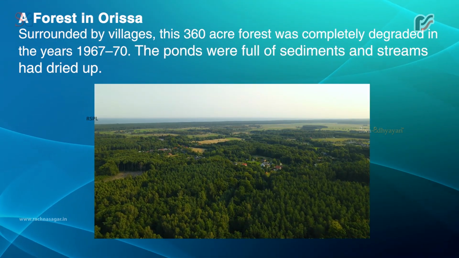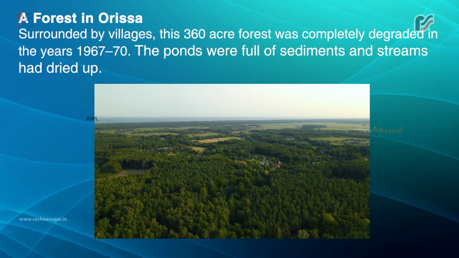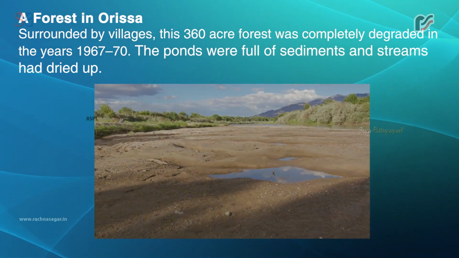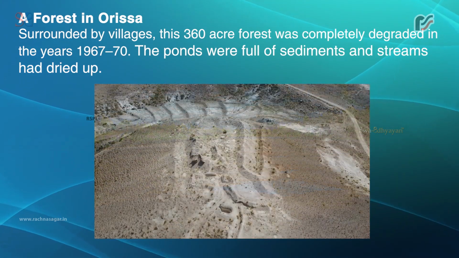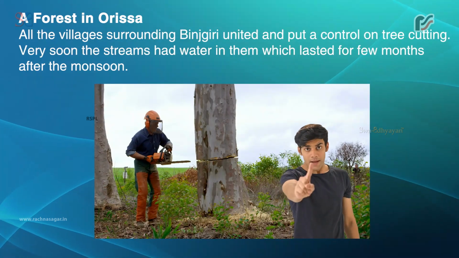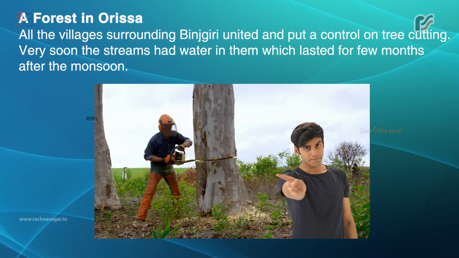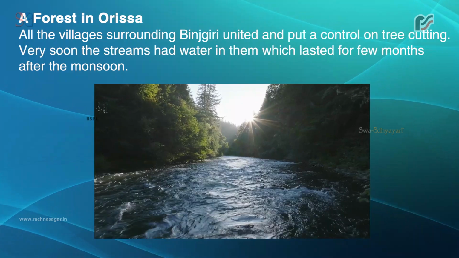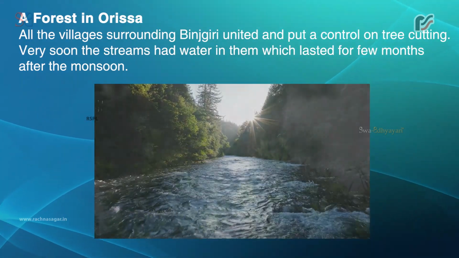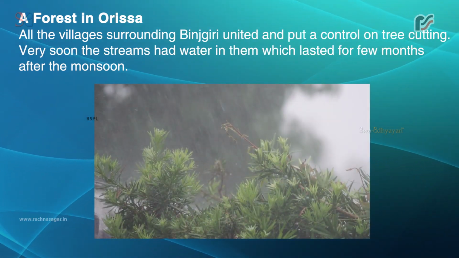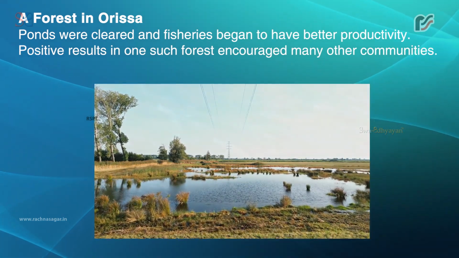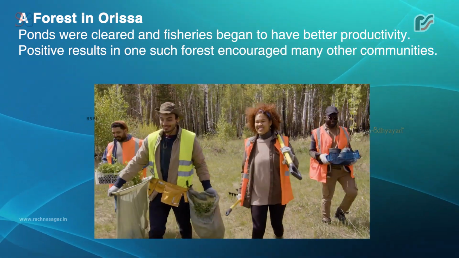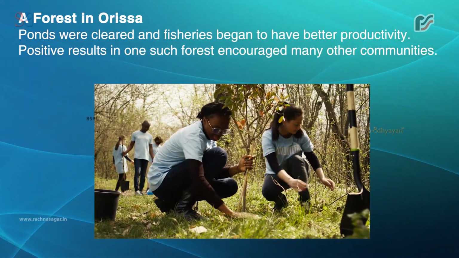Surrounded by villages, this 360-acre forest was completely degraded in the years 1967 to 70. The ponds were full of sediments and streams had dried up. All the villages surrounding Bhinjgiri united and put a control on tree cutting. Very soon, the streams had water in them, which lasted for a few months after the monsoon. Ponds were cleared and fisheries began to have better productivity. Positive results in one such forest encouraged many other communities.